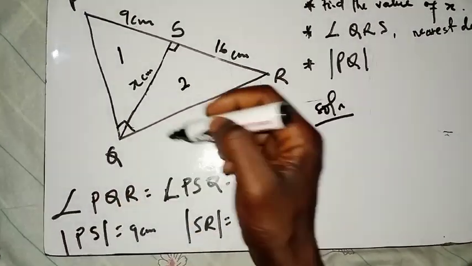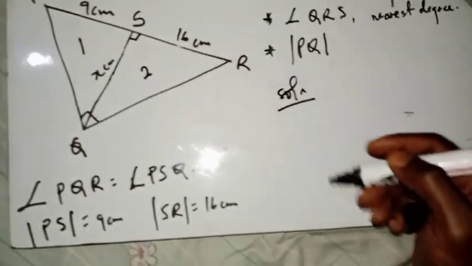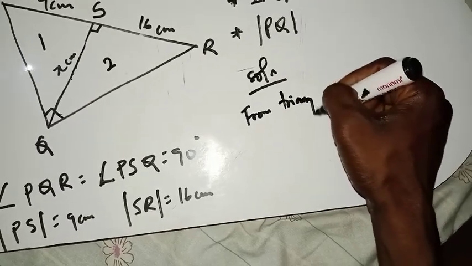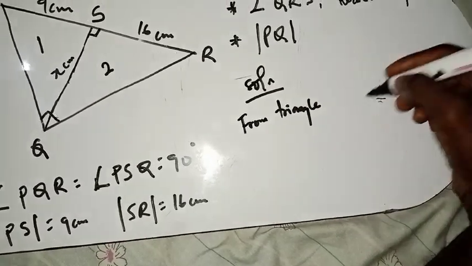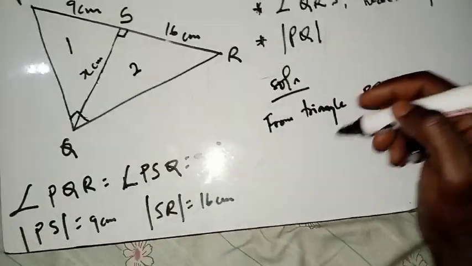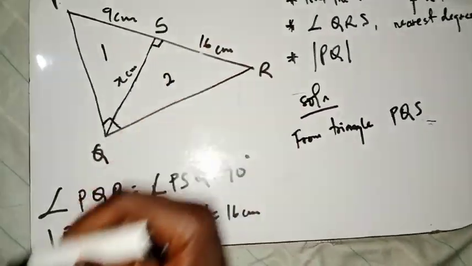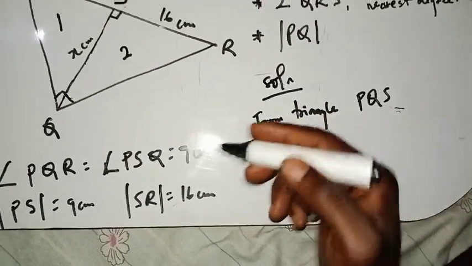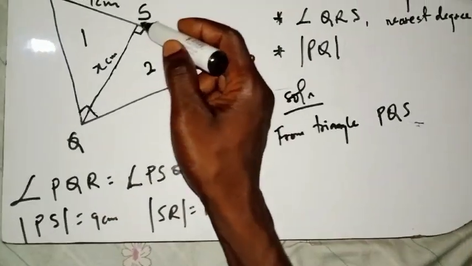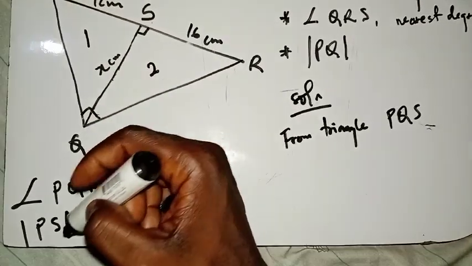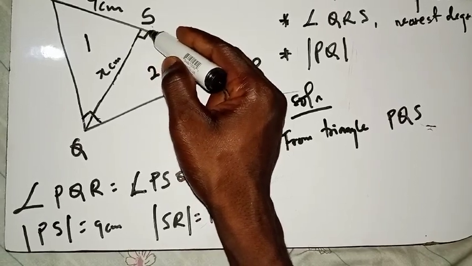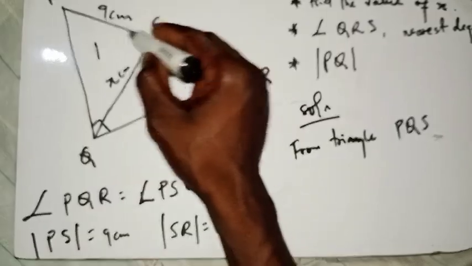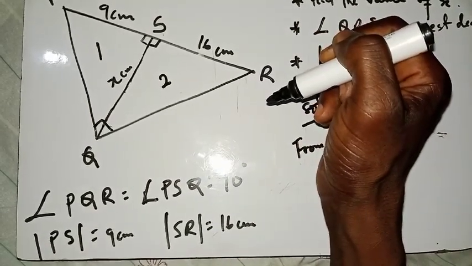Assuming from this particular triangle, from triangle PQS, we use the Pythagoras theorem. Why are we using the Pythagoras theorem? Because we know that this triangle is a right-angled triangle, because one angle of it is 90 degrees. If this is 90 degrees, it means that here is also 90 degrees, because angles on a straight line add up to 180 degrees.